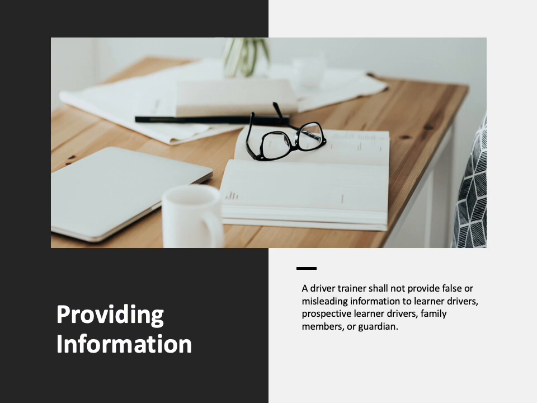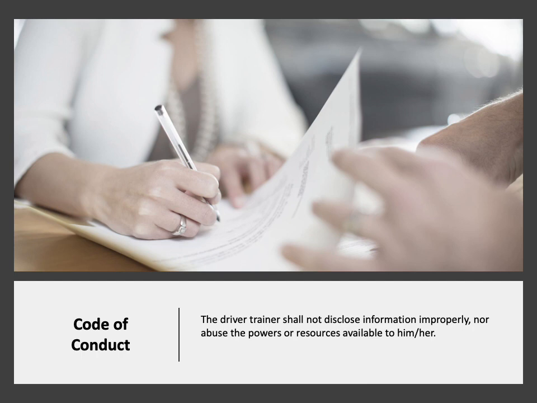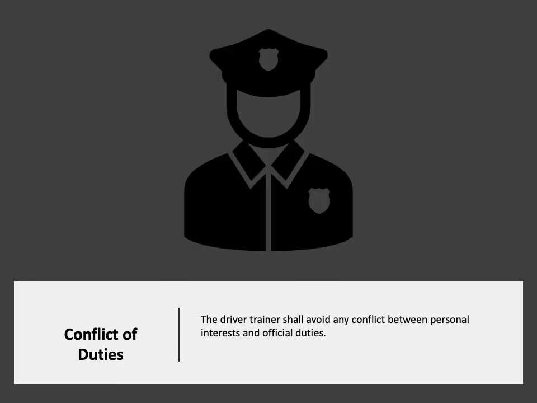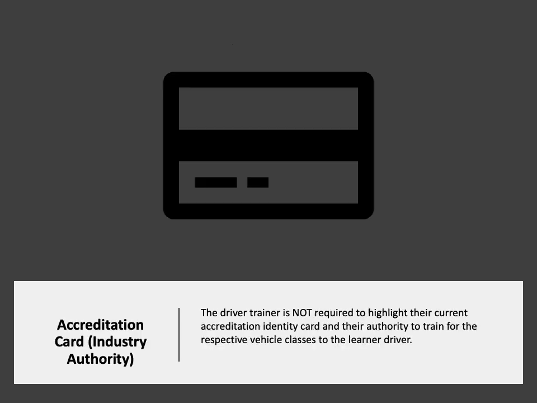A driver trainer shall not provide false or misleading information to learner drivers, prospective learner drivers, family members, or guardian. The driver trainer shall not disclose information improperly, nor abuse the powers or resources available to him or her. The driver trainer shall avoid any conflict between personal interests and official duties. The driver trainer is not required to highlight their current accreditation identity card and their authority to train for the respective vehicle classes to the learner driver.